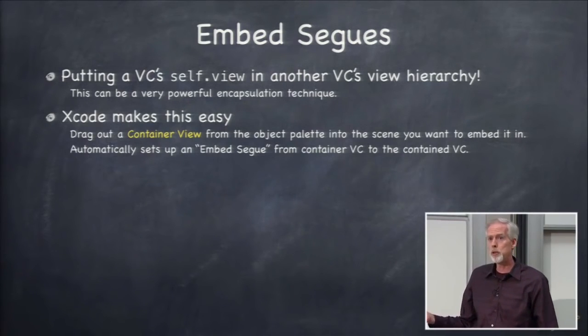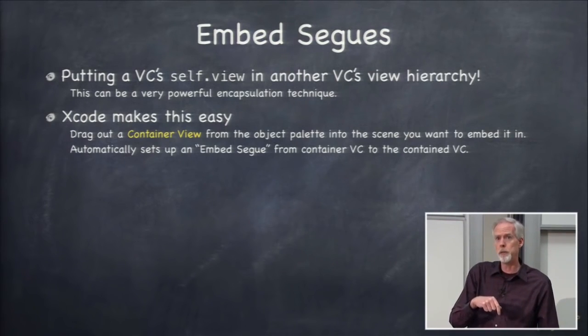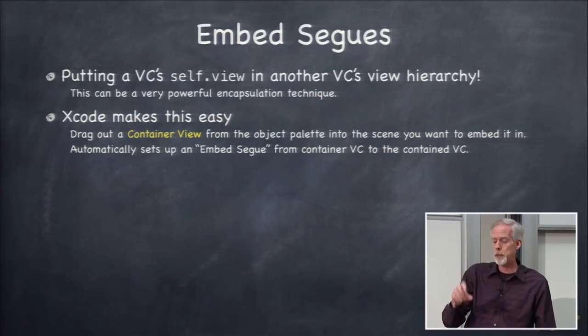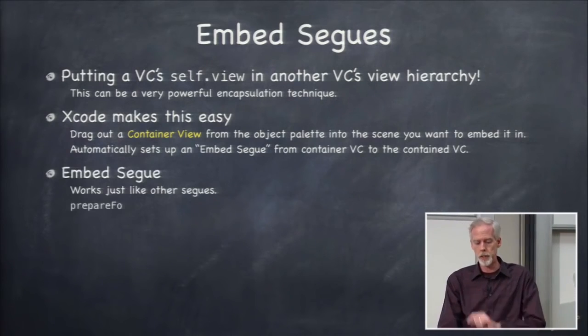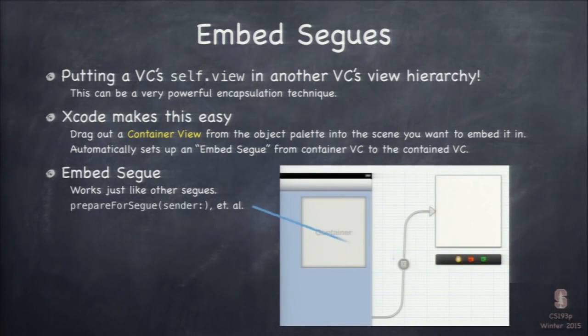In the storyboard, you just drag out this thing called a container view. You drag the container view out, it's going to be a little view, and it's going to have a little MVC attached to it. So it looks like this, right? When you drag it out, that little gray thing that says container, that's the thing I dragged out from the storyboard, and then that little arrow there, that's the embed segue. And you can see there's another MVC there, and that MVC is the one whose self.view is going to be embedded.